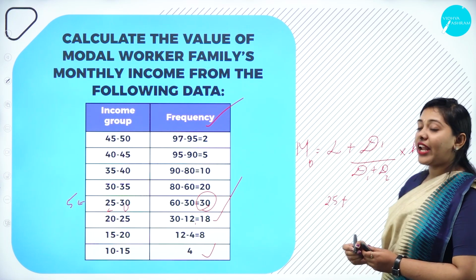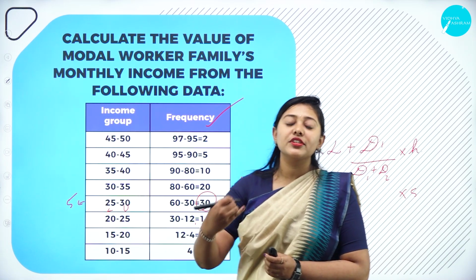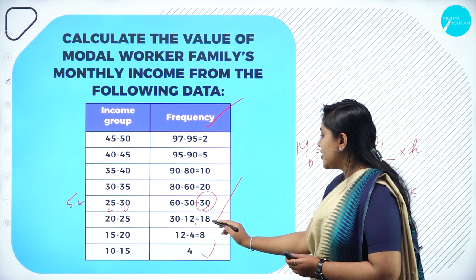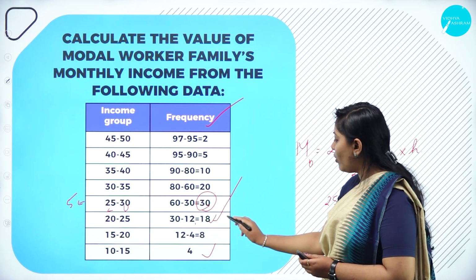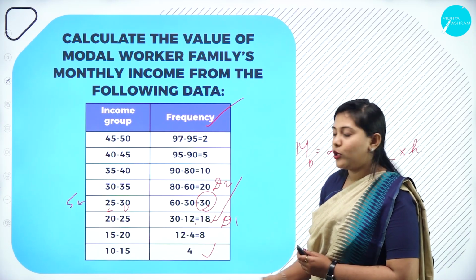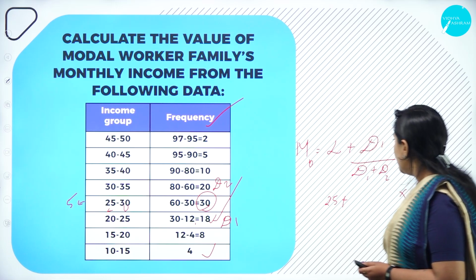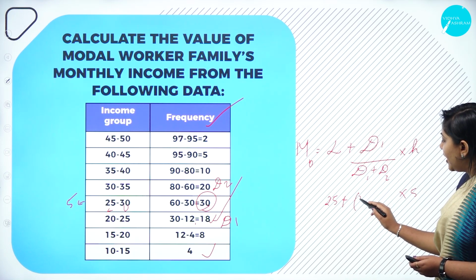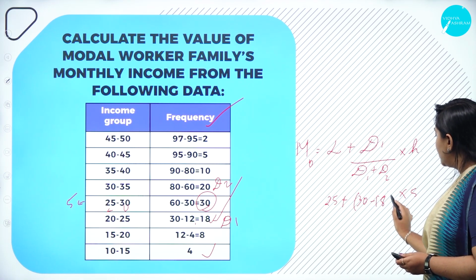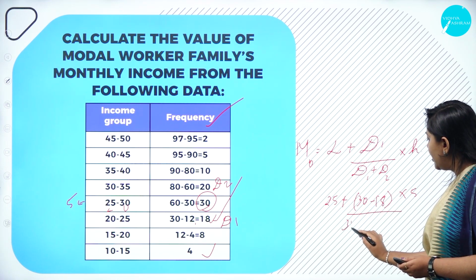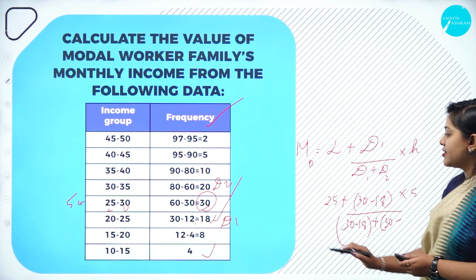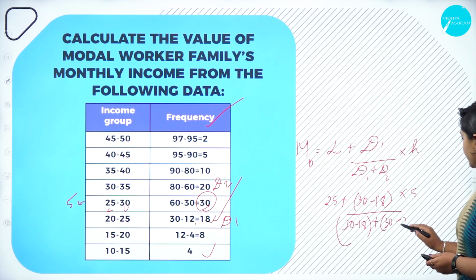So what is this D1? As I have told you, D1 is nothing but the difference between the frequency in the modal class and the frequency preceding it. So 18 will be the preceding one. So this is D1 and this is D2, which is the succeeding number. D2, preceding number is 18. So D1 is how much? 30 minus 18. Plus D2 is 30 minus 20.